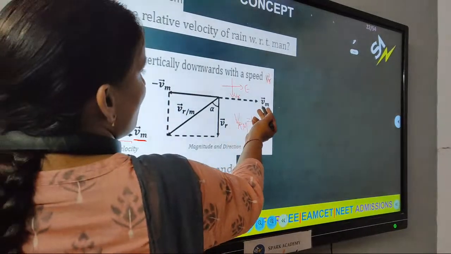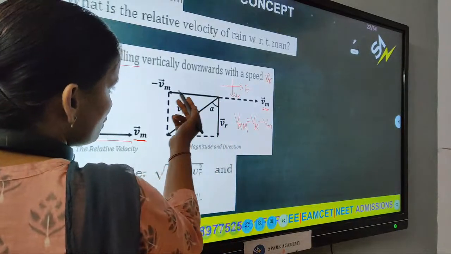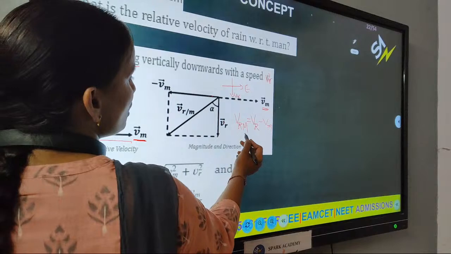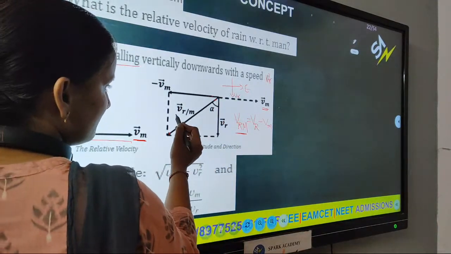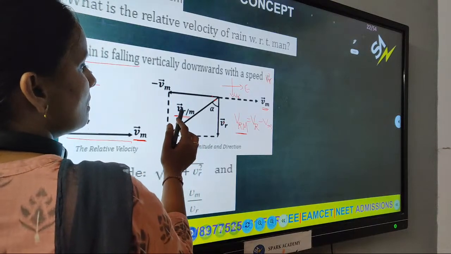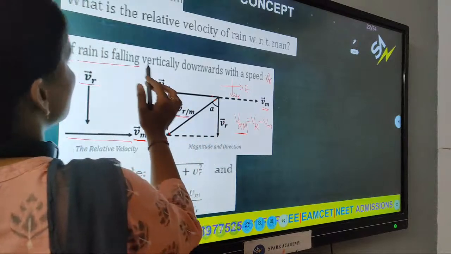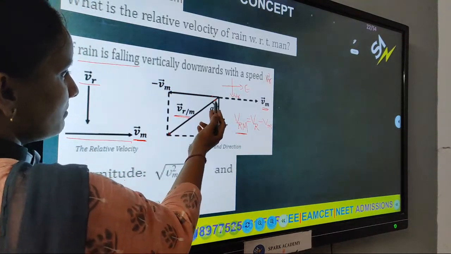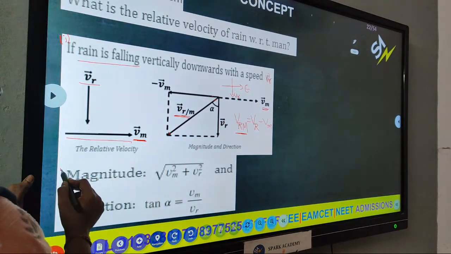So the Vm negative vector we need to consider, so we have to draw minus Vm, and the resultant of these two will be the velocity of rain with respect to the man. Now this is the resultant, which is the relative velocity of rain with respect to the man. So in this case, when rain is falling vertically downwards, minus Vm will be in the negative x direction.